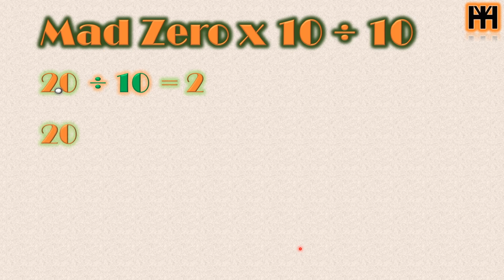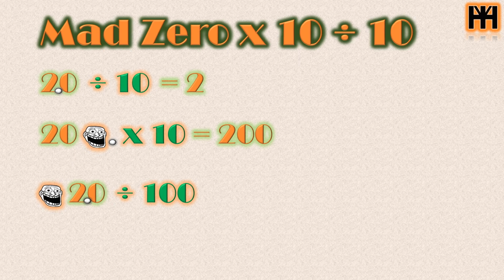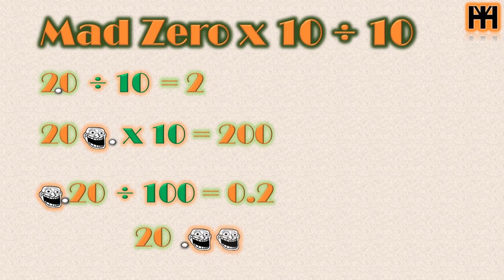Now we have 20, and we will multiply it by 10. So here you go, the 0 appears here, so the answer will be 200. Now we have 20, and we want to divide it by 100, so it will jump to the left twice, 1 and 2. So the answer will be 0.2. Remember, there is an infinite number of zeros after the decimal point and an infinite number of zeros before the number. Always remember that.